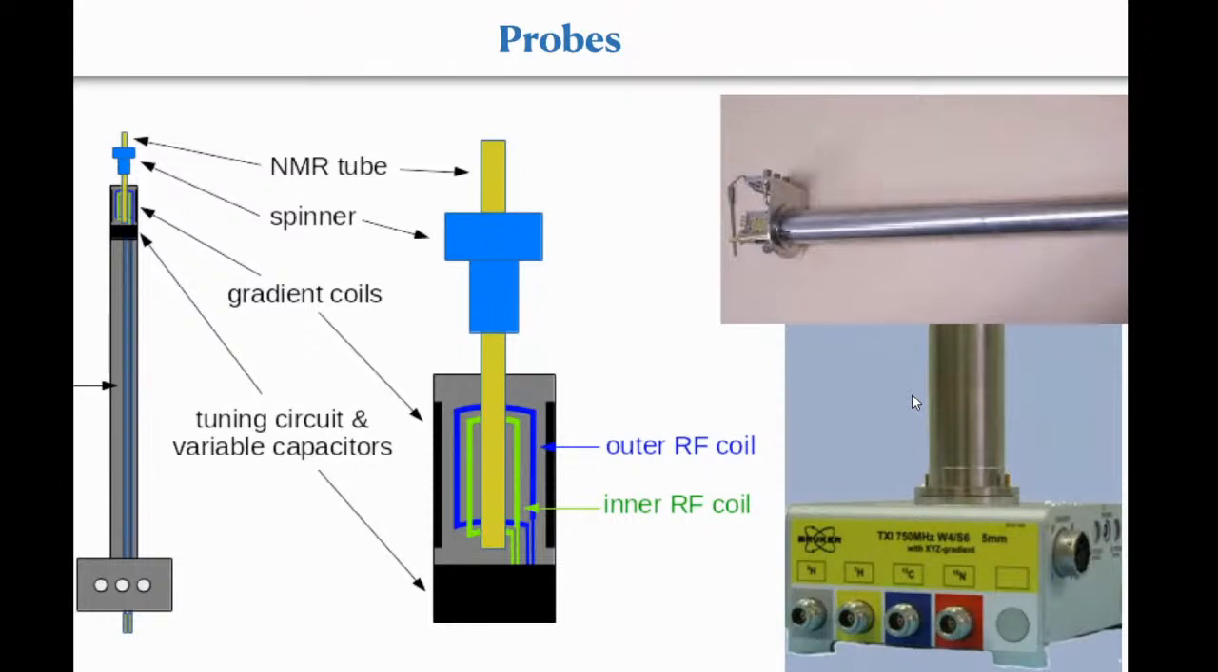The standard probes that come with any standard chemistry setup is a BBI or a broadband, so BBO, broadband observe, where there are two coils, one inner RF coil and there is an outer RF coil. The inner RF coil would be more susceptible or more sensitive because it is very close to your sample. This is a sample tube, no? This is a spinner, this is a sample tube that sits in the cell. So the inner RF coil would be closer to the sample. So this is more susceptible. So mostly what happens in a BBO probe is that you have this RF coil tuned to the X nuclei, which is the carbon nuclei.